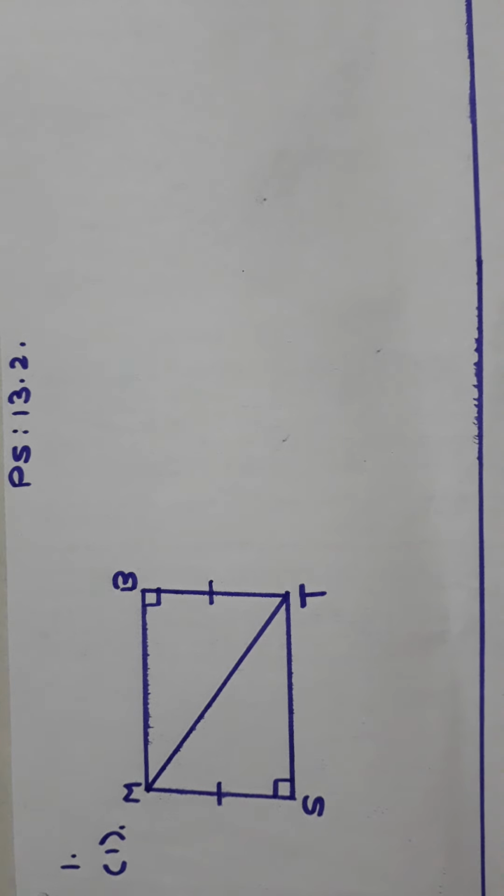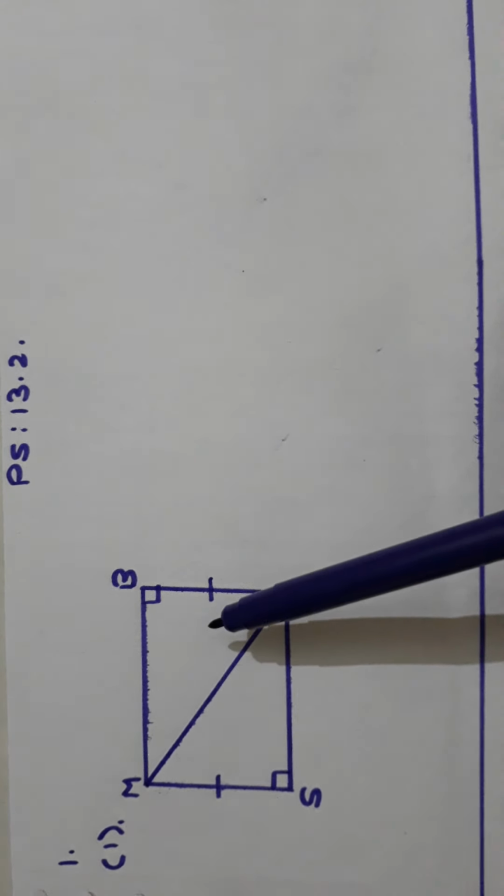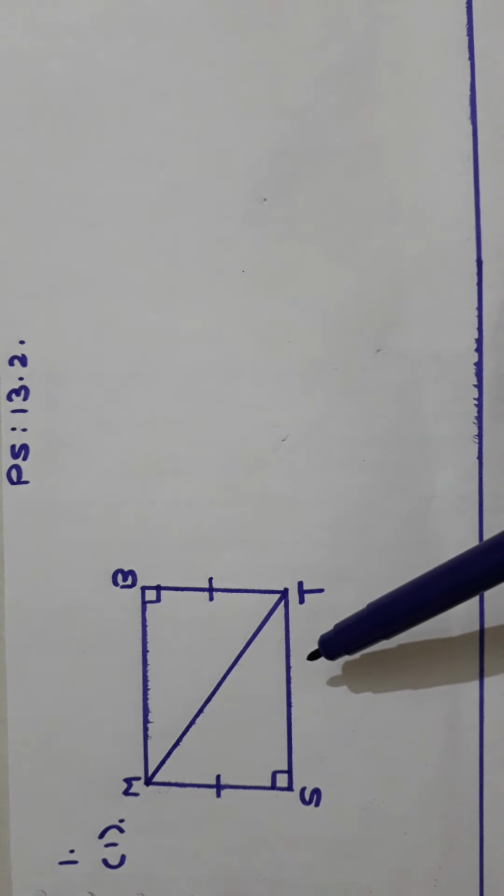Practice set 13.2. Question number 1. In the figure, each pair of triangles are shown by congruent parts. The congruent parts are indicated by identical marks.